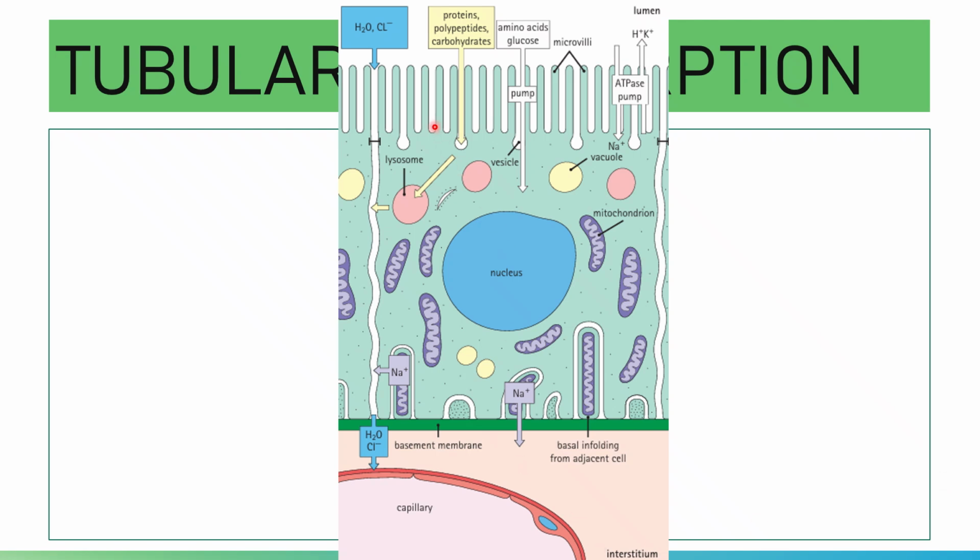In the microvilli portion, you have membrane ion pumps, or sodium ATPases, which bring sodium ions into the cell from the glomerular filtrate, and then on to the renal interstitium.